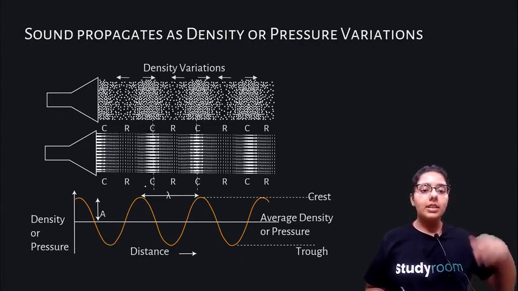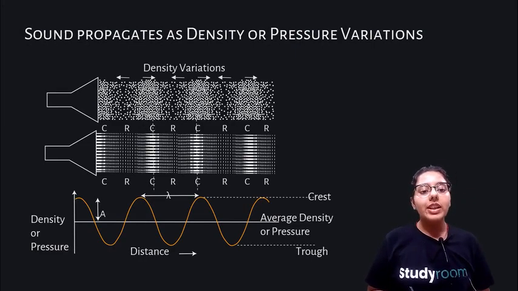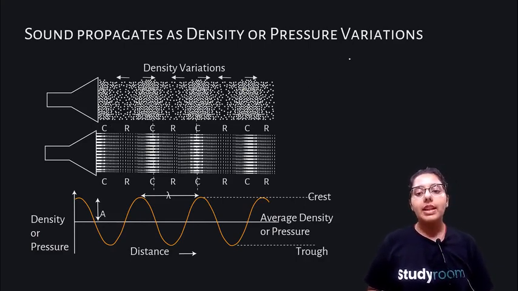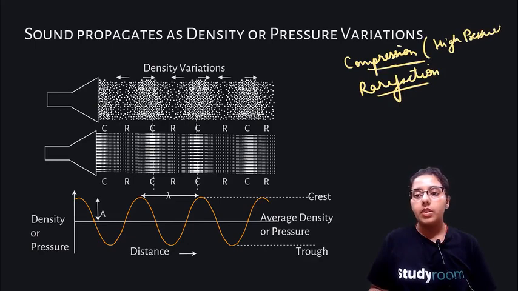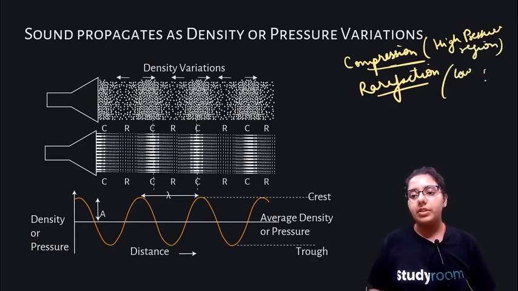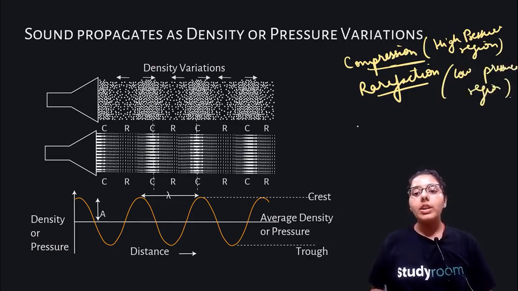Okay, so let's look at this diagram. We can see density variations. We just studied about this in the previous slides. Compression and rarefactions. What was compression? High pressure region, right? And what was rarefaction? It was a lower pressure region. So sound is nothing but a combination of compressions and rarefactions.